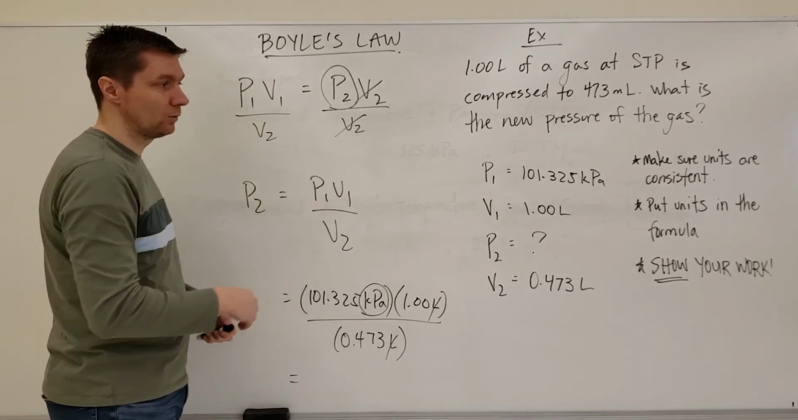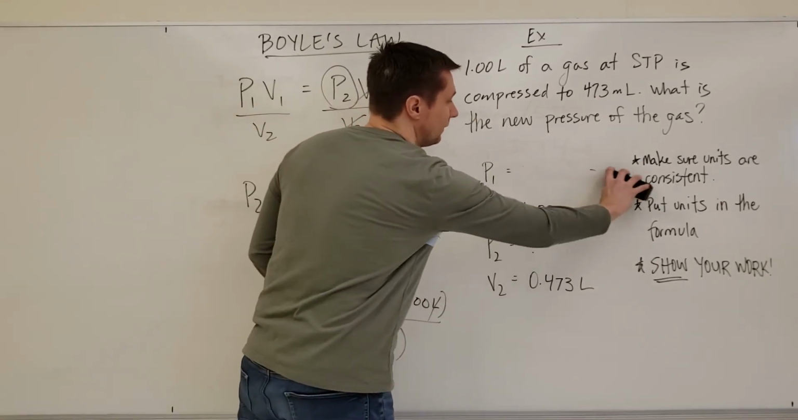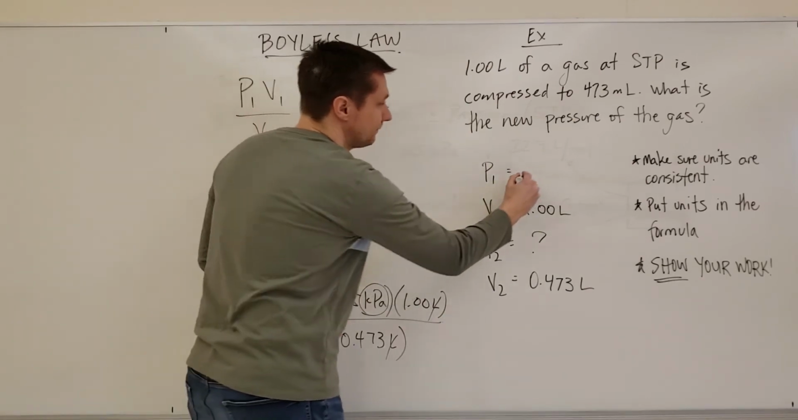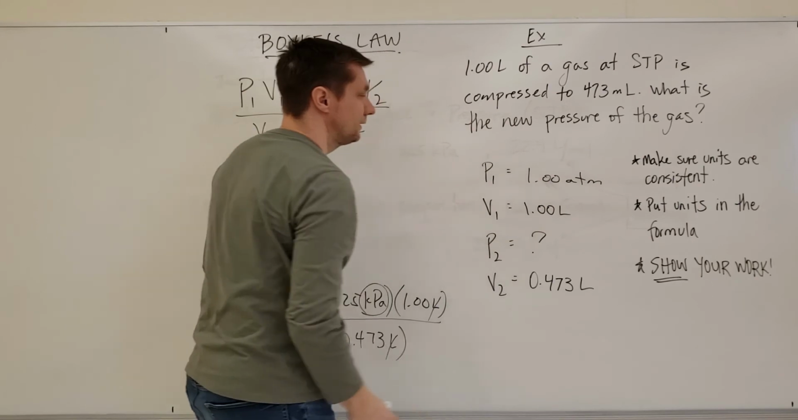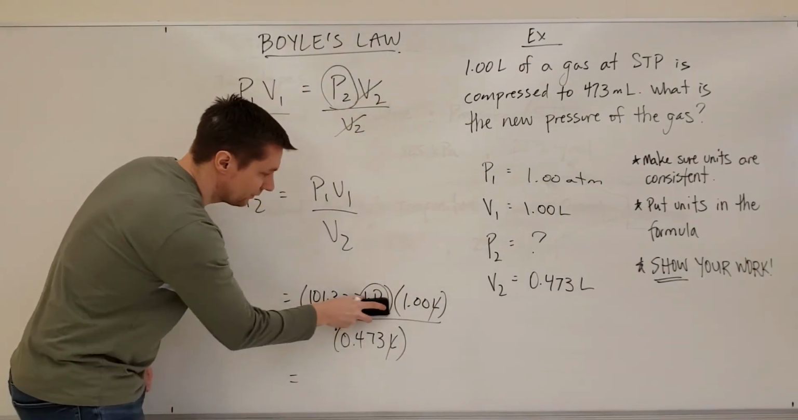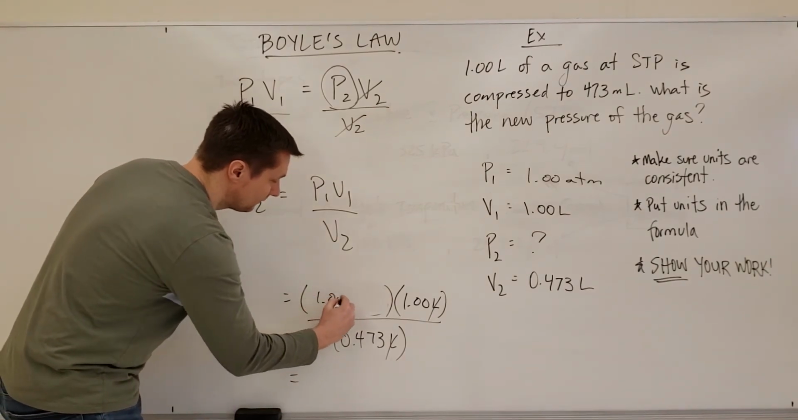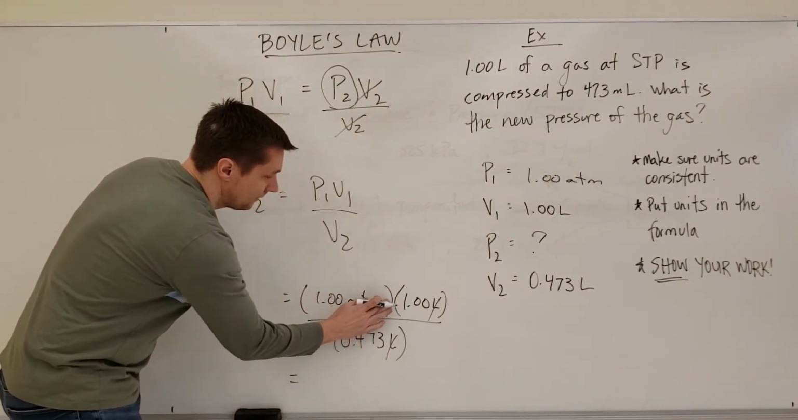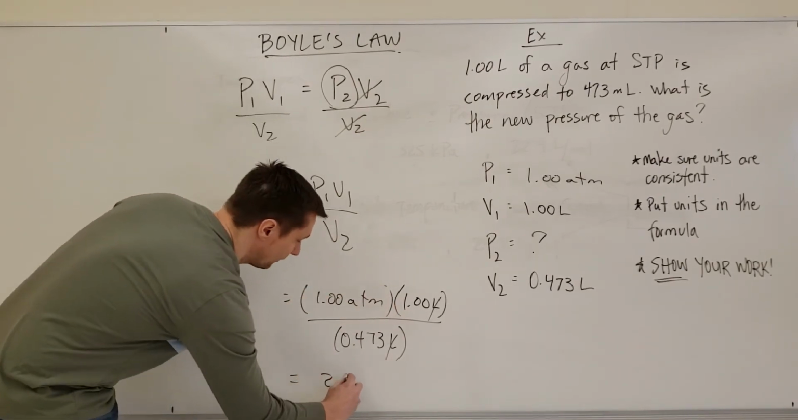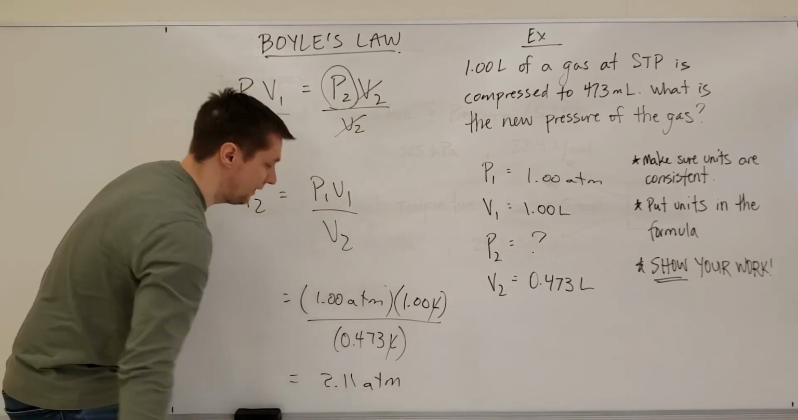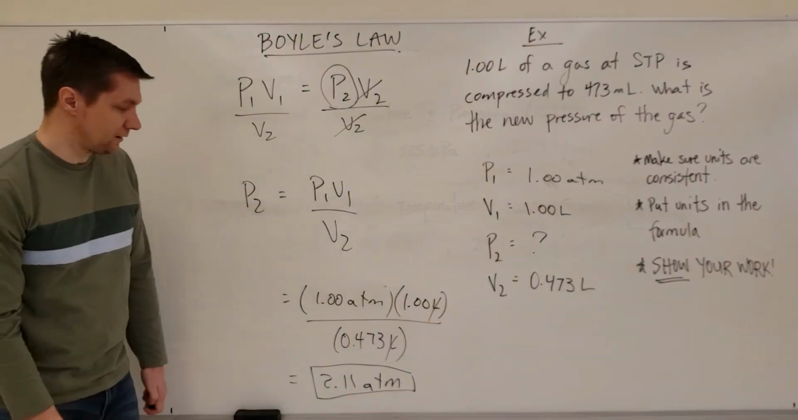And if you remember, 101.325 kilopascals is just 1 atmosphere. So you could take this number here instead and put it in as 1 atmosphere. And now when you plug this into your calculator, you're going to get 2.11 atmospheres. And that's your correct answer.